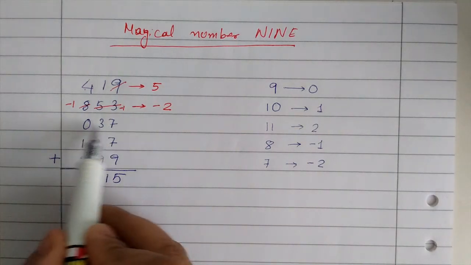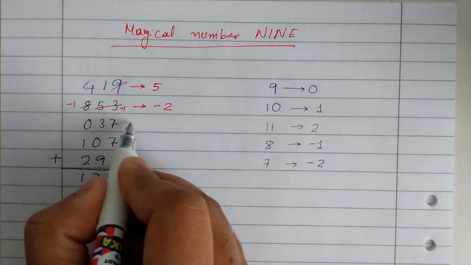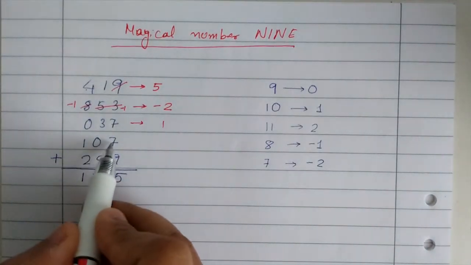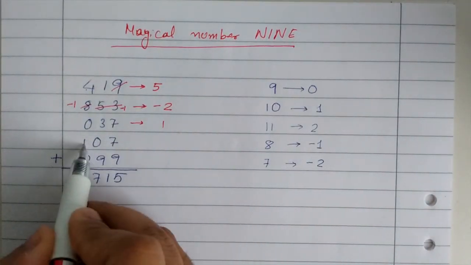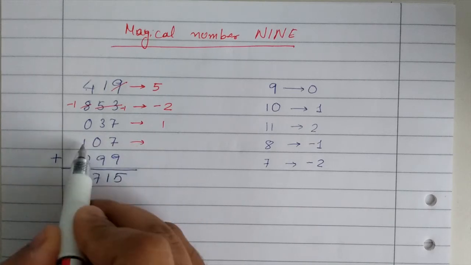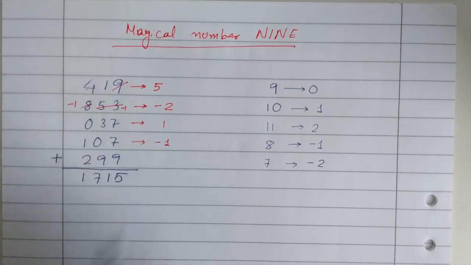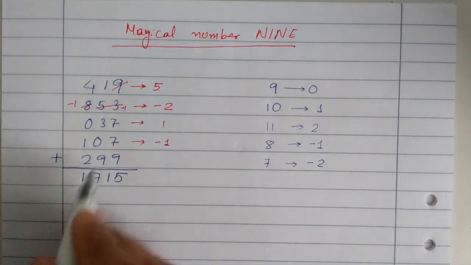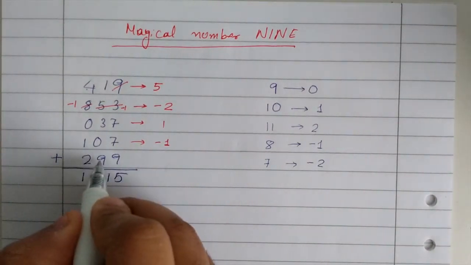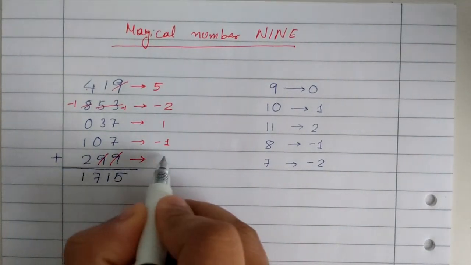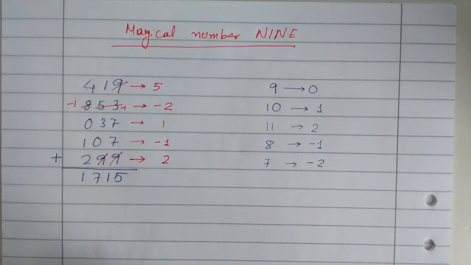Then 3 and 7: 7 plus 3 is 10, and 10 we write as 1. Then 7, 1, 0, 7: 1 plus 0 plus 7 together makes 8, and therefore it is again -1. Then 299, it's quite simple. The 9 and 9 cancel out, and for 2 we just write 2.